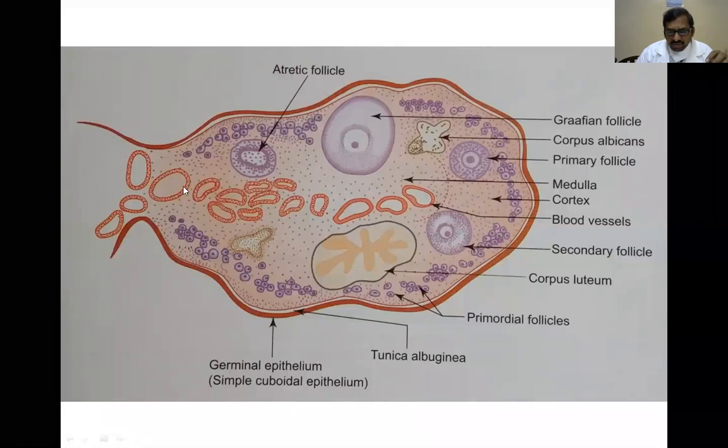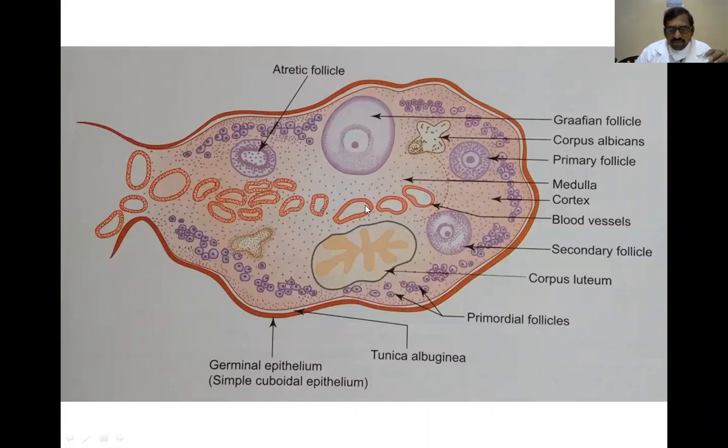And the middle part of the ovary we call the medulla. The medulla contains blood vessels, nerves, and lymphatics. And the periphery contains various stages of the maturing ovum. You see here, these are the primordial follicles. Then this is the primary follicle, secondary follicle, and this is the Graafian follicle. After ovulation, this is the corpus luteum, and then it becomes an atretic follicle, the white fibrous body. And within the medulla, there are blood vessels, nerves, and lymphatics.